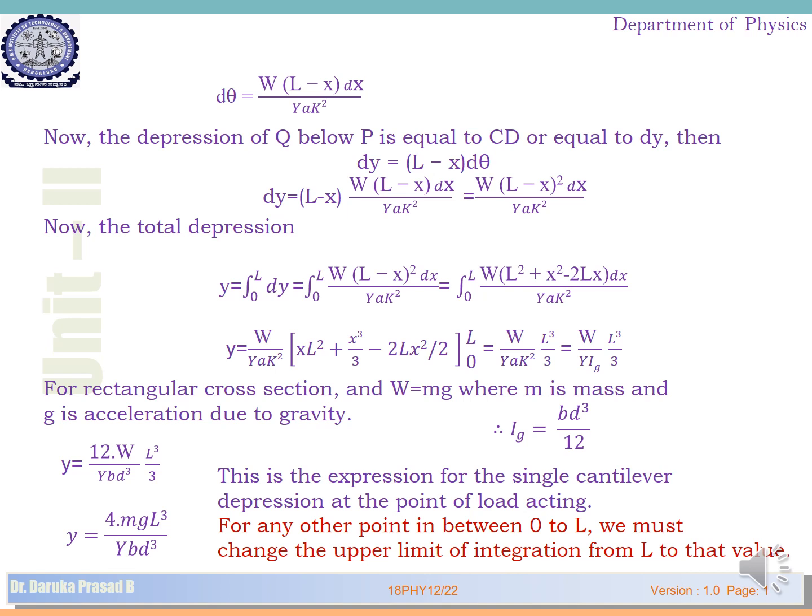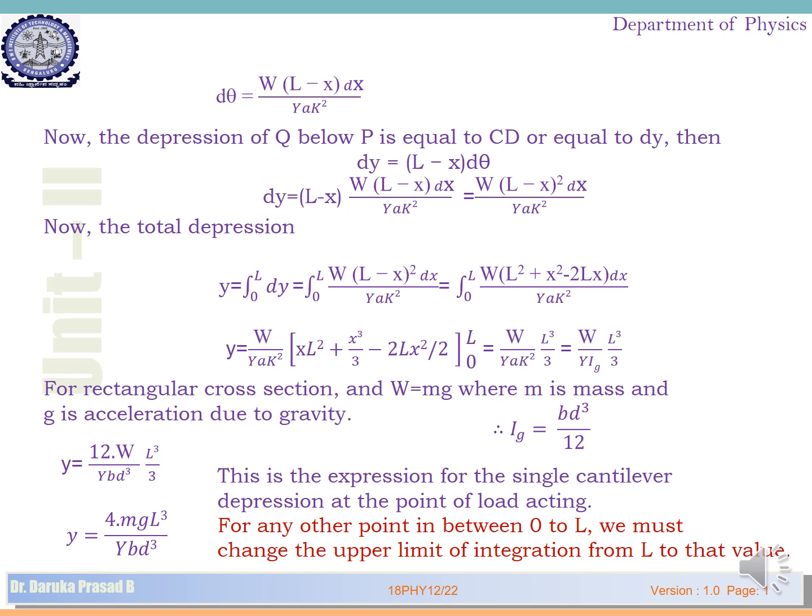Now the total depression y you can calculate by integrating the dy value from 0 to L. Before integration you can expand (L minus x) squared as L squared plus x squared minus 2Lx, which is the same as (A minus B) whole squared, equal to A squared plus B squared minus 2AB. Here we are integrating this equation with respect to x, and W, Y, A and small a and K squared are constants. You can take them outside the integration sign.